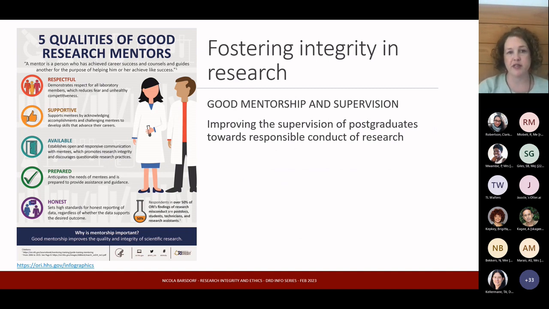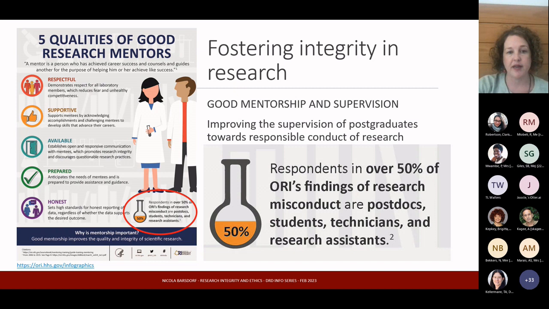Another way we can foster integrity in research is mentorship and supervision. This is one of the drivers that came out really strongly in many of the studies that I evaluated. There's a push now for improving supervision of postgraduates towards responsible conduct of research, because we see this as a weak area. Again, stats from the National Institute of Health: in over 50% of their findings of research misconduct, respondents were postdocs, students, technicians, and research assistants.